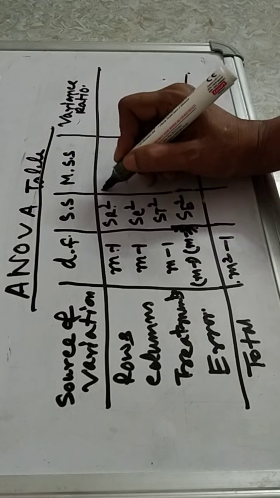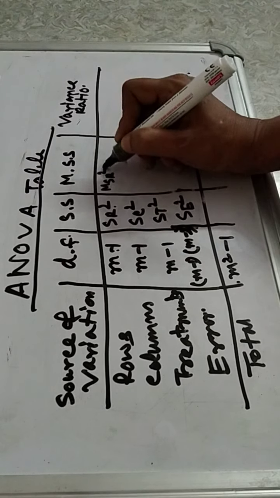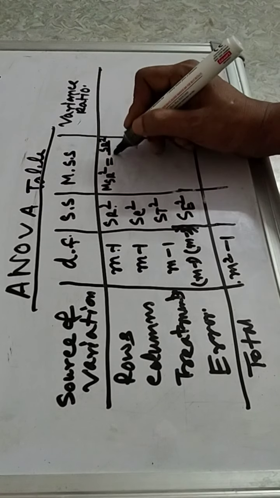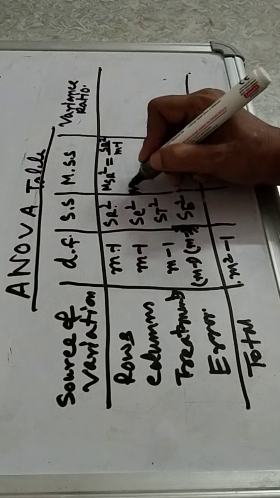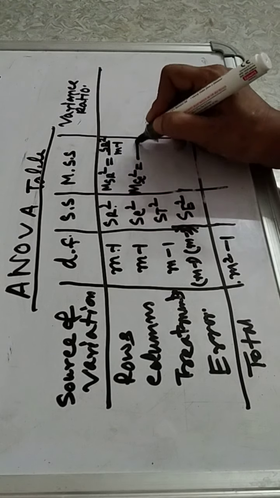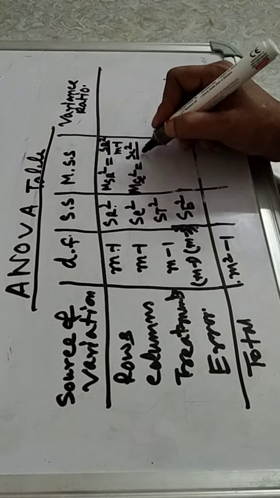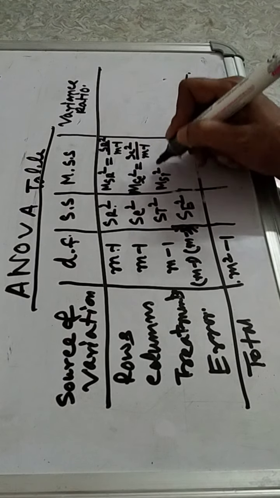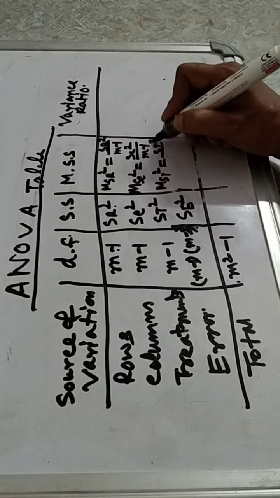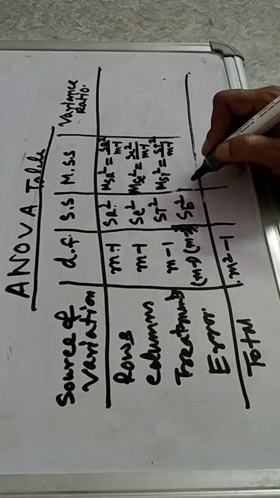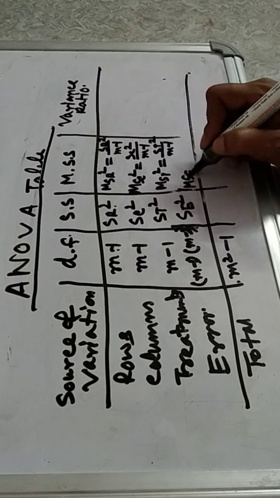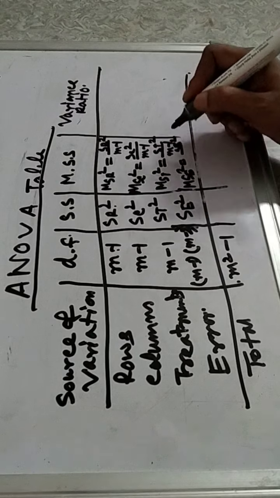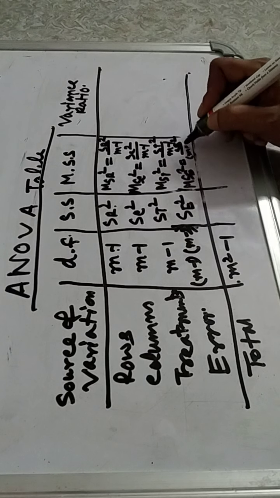Now I write the mean sum of square for row, MSR square, is equal to SR square divided by m minus 1. Then MSC square is equal to SC square divided by m minus 1. Then MST square is equal to ST square divided by m minus 1. Then MSE square is equal to SE square divided by m minus 1 into m minus 2.